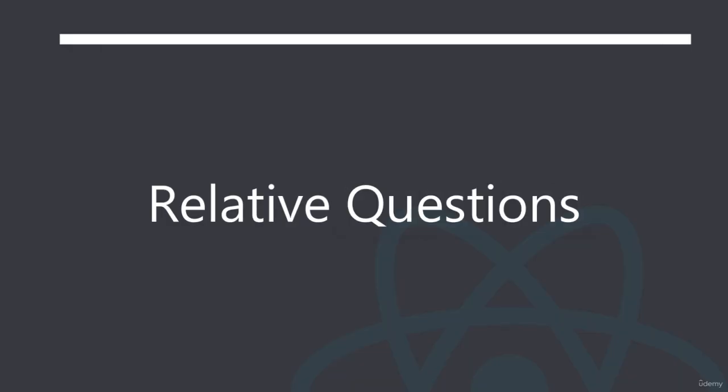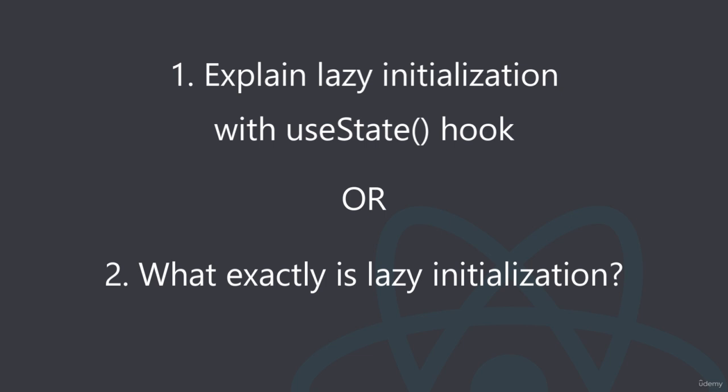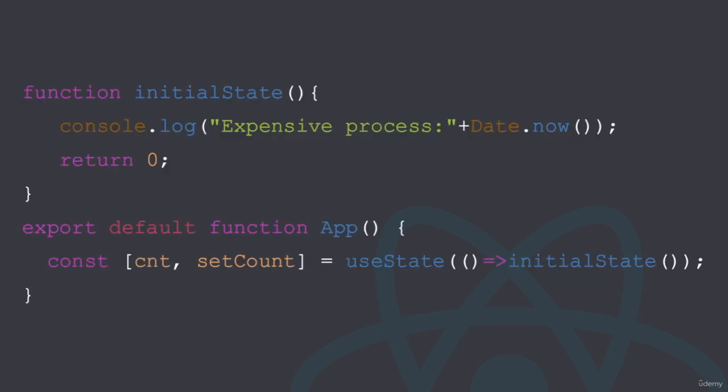Now let's talk about a related question, that is, explain lazy initialization with the useState hook, or what exactly is lazy initialization. We have already seen that on every re-render the useState is called, and when you don't want to execute the initial methods, then you write a returning function inside useState so that it does not call it on every re-render.